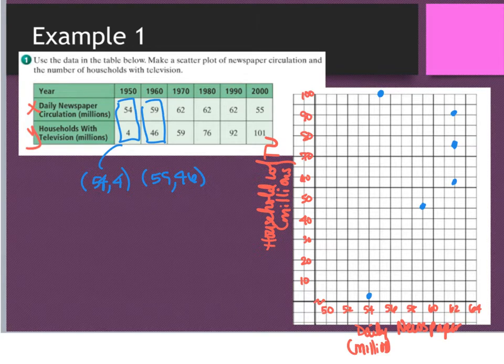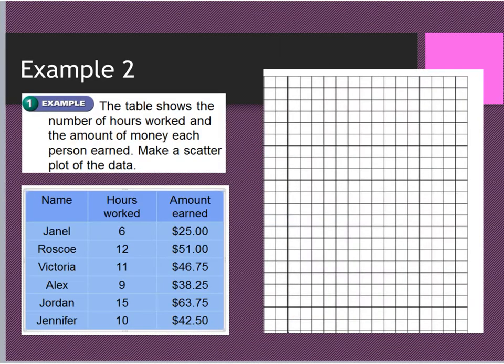I'd probably want to plot a few more points before I made any set decisions to see if there was a correlation between the number of daily newspapers and the households with TV. But for this point in time, we just had to make a scatter plot, and that's what we have right here. For example 2, we're going to make a scatter plot, and this shows a table of the number of hours that were worked and the amount of money each person earned.